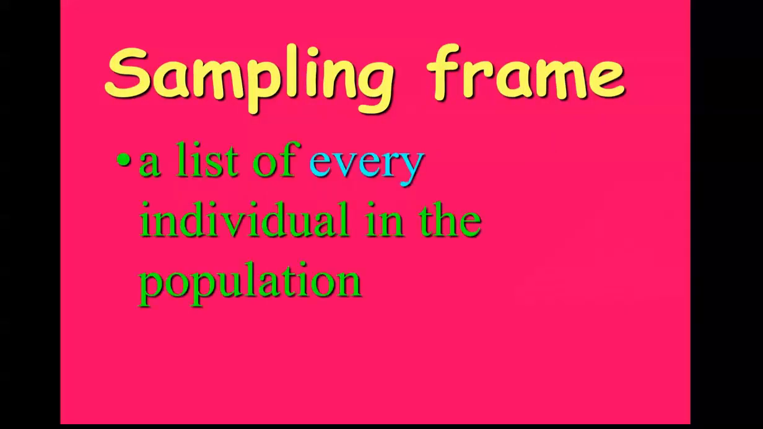Starting with the idea of a sampling frame. A sampling frame is a list of every individual in the population. Again, you've got to know this. In order to do a proper sampling frame, I have to know everybody in the population. I have to be able to write the entire list down somewhere so I can randomly pick people.